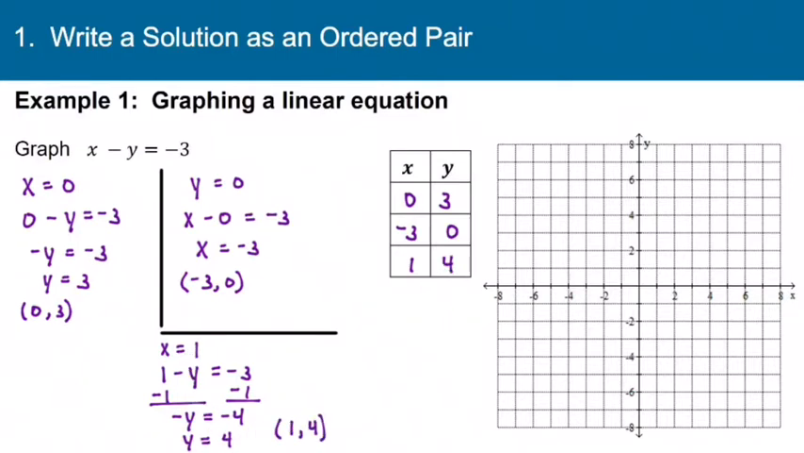And now we should be able to plot these 3 points and see that the ordered pairs form a straight line. So 0, 3 would be starting from the origin. Don't go left or right any, and then up 3. So we'll put a dot there. Then we have negative 3, 0, so that's going to be left 3, and we'll put a dot there. And then 1, 4. So starting from the origin, we'll go right 1 and up 4, and we'll put a dot there. And you see how those form a straight line?